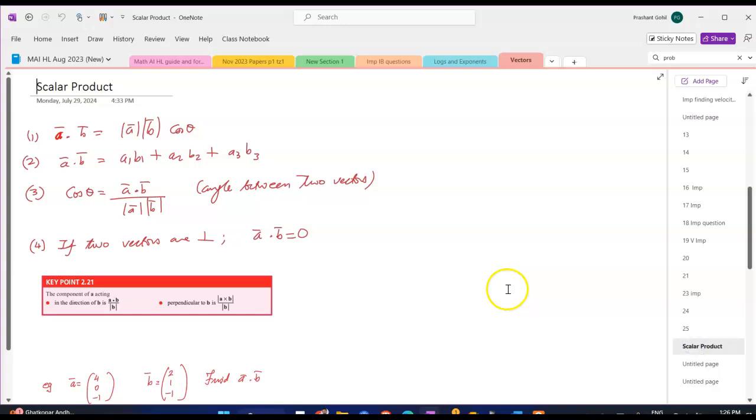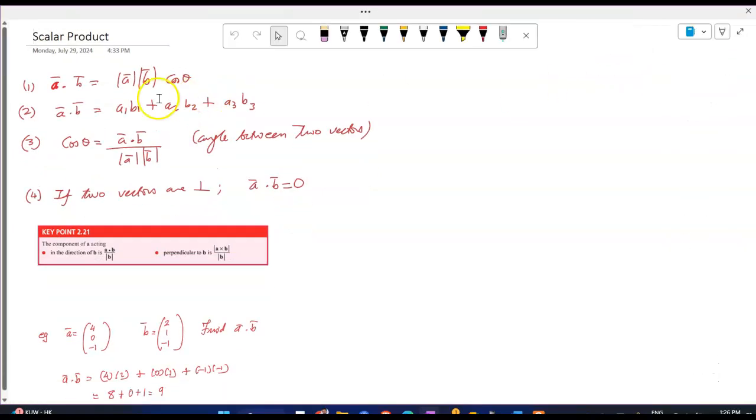Now we'll come to the scalar product. Your a dot b is called the scalar product. The most use of the scalar product is in physics: force dot displacement is the work done. That's magnitude of A, magnitude of B into cos of the angle between them. If you know the components of vectors A and B, then A dot B is equal to A1 B1 plus A2 B2 plus A3 B3.